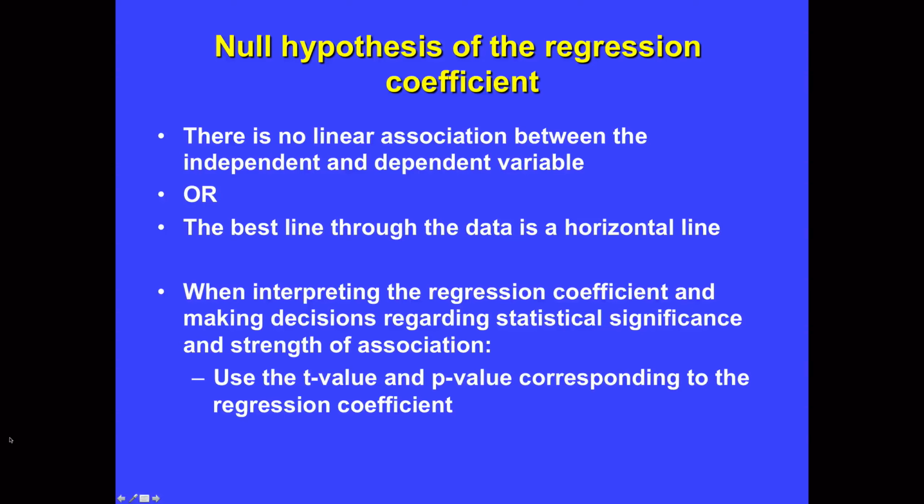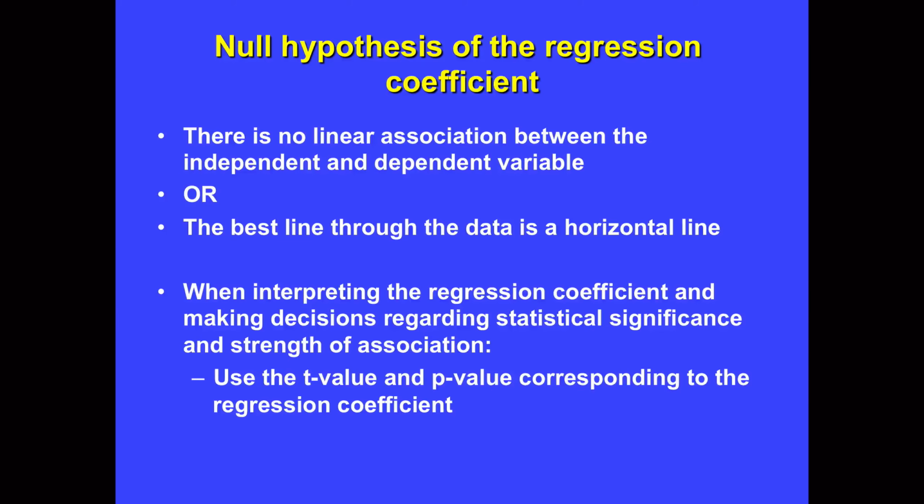As a reminder, the null hypothesis of the regression coefficient within the context of linear regression is that there's no linear association between the independent and the dependent variable, or in other words, the best line through the data. If you were to think about a scatter plot representing your data and drawing a line through it, that best line would be just a flat or horizontal line. And if you see evidence to reject the null hypothesis, then you're rejecting the null hypothesis in favor of the alternative, which is that there is, or does appear to be, some linear component of the relationship between your independent and dependent variables.